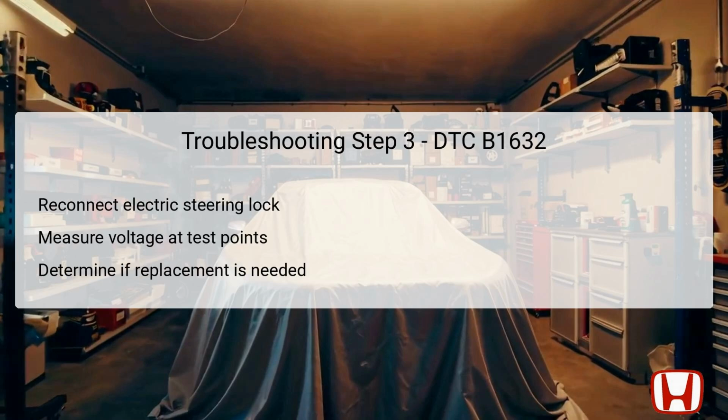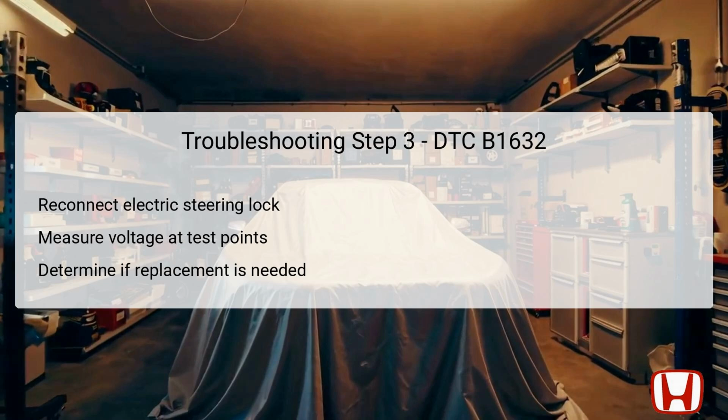In the third troubleshooting step, turn the vehicle to the off-lock mode again before reconnecting the electric steering lock 12P connector. Then, switch the vehicle to on mode while keeping the body control module connector F still disconnected. Measure the voltage once again, this time between test point 1, which is the female terminal number 1 of the body control module connector F, and test point 2, the body ground.